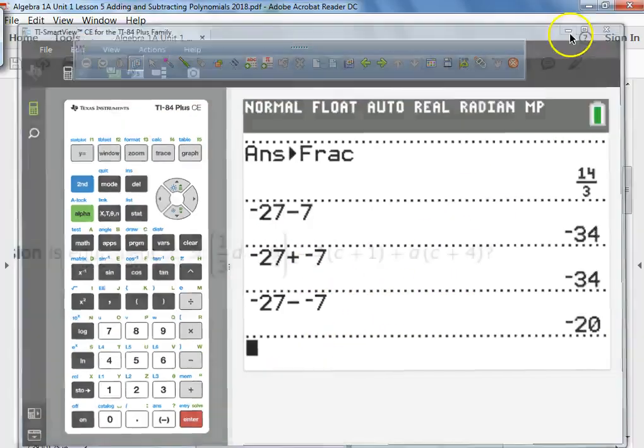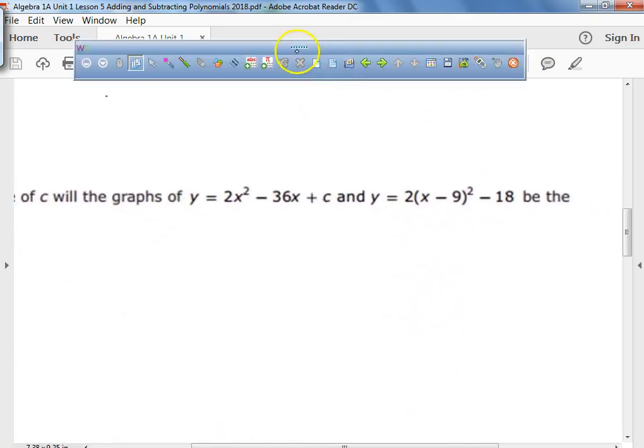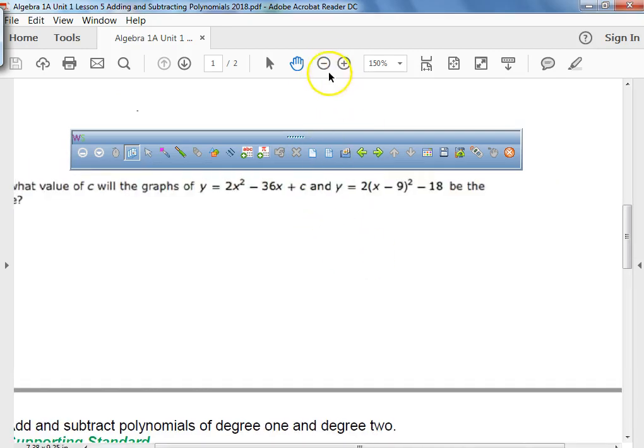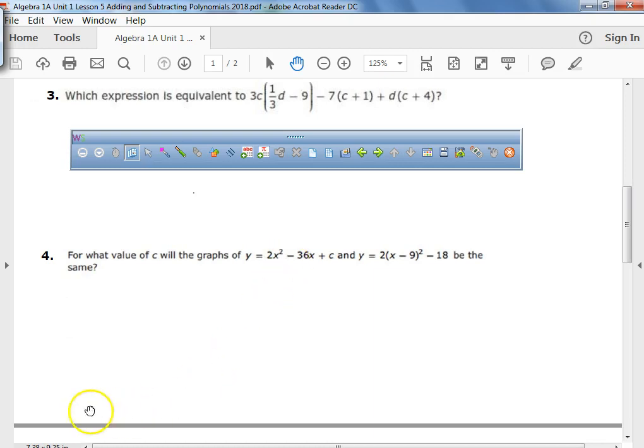All right, moving down. Now, right here, I'd like you guys to put this in your journal, because we're going to practice something right now. We're going to practice something. So go ahead and put number 4 into your journal.